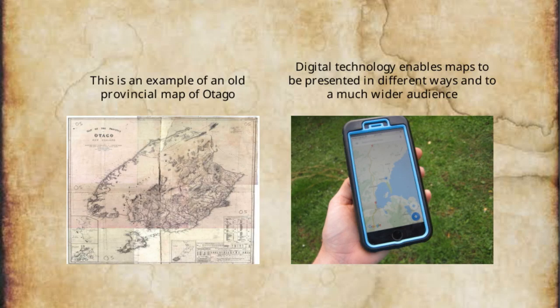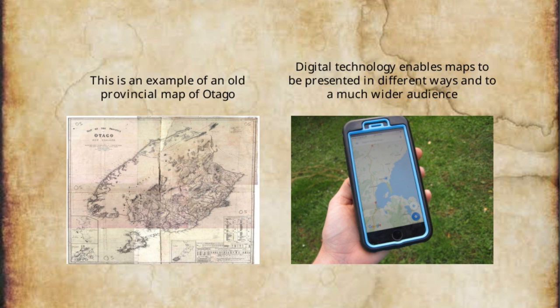Digital technology has really transformed how we present maps. It allows us to showcase maps in different ways, whether through interactive digital maps or online platforms, making them accessible to a much wider audience than ever before. This shift means that more people can explore and understand geographic information easily.